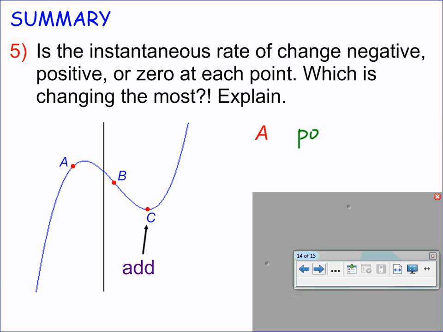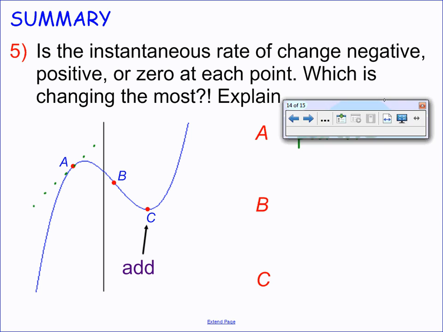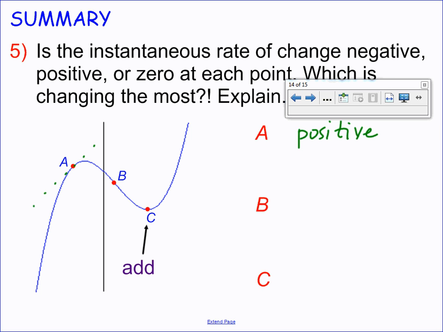We can see that a tangent drawn to the curve at point A would have a positive slope value. At letter B, is this positive, negative, or 0 slope? James? Negative. Negative. Thank you. We can see that a tangent to the curve drawn at point B would have a negative slope value.